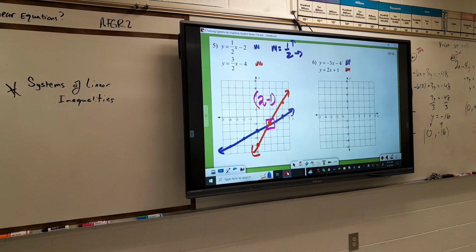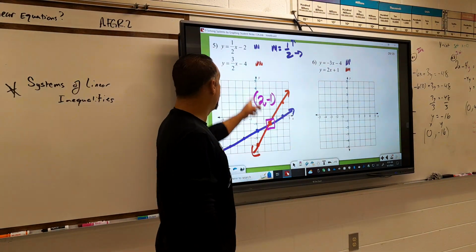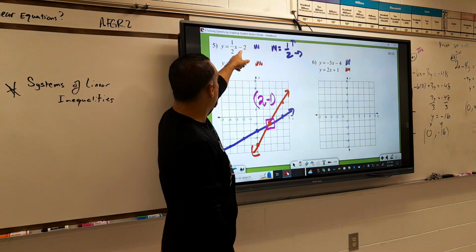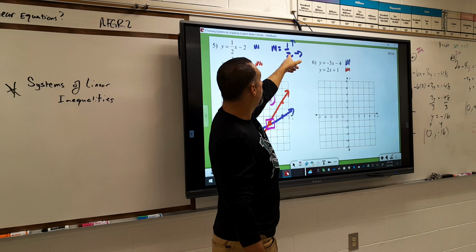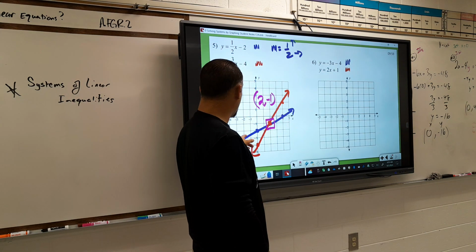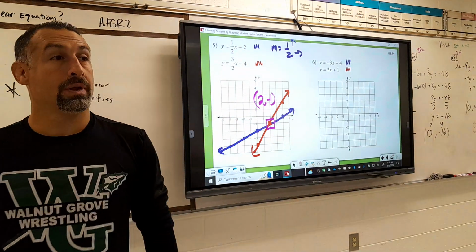Just went over 5. This is what you should have had. Red, when we start here at -4, go up 3 over 2. The blue one, you start at -2, and it's a positive slope, so it's up 1 over 2, up 1 over 2, up 1 over 2, and then we also work backwards a couple times. Then we got the solution, which is 2, -1.